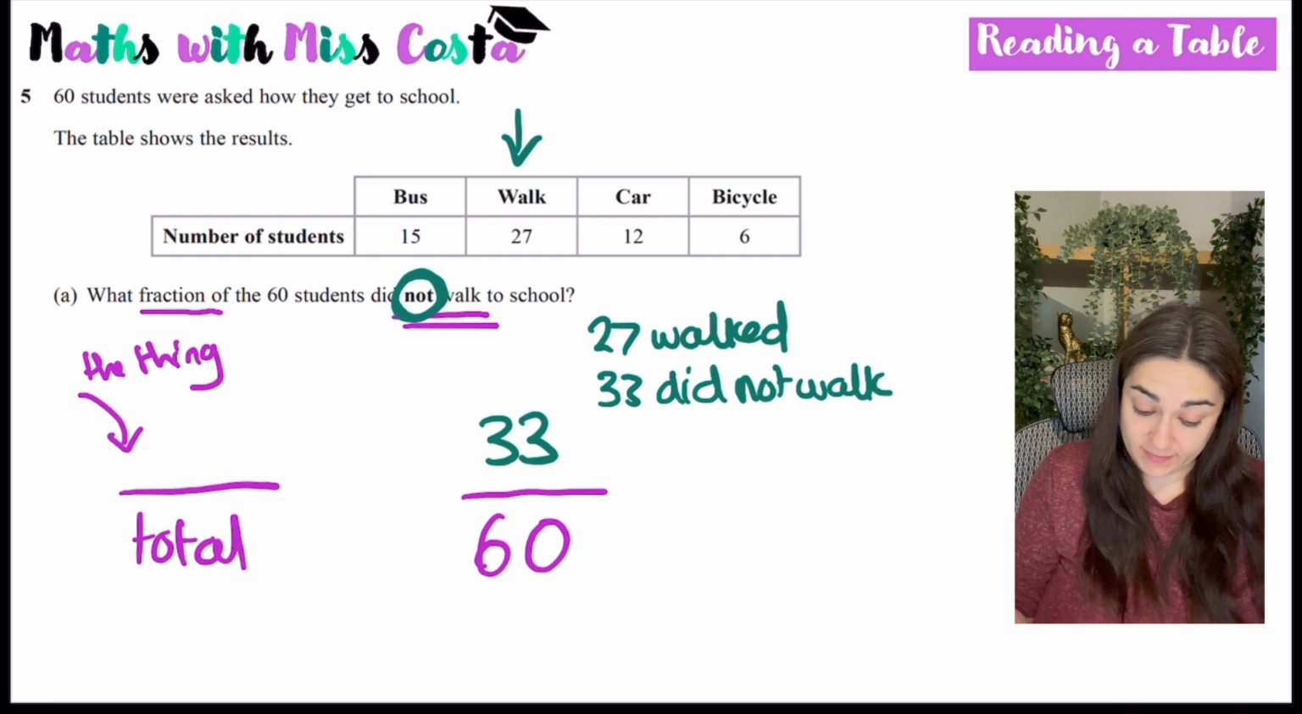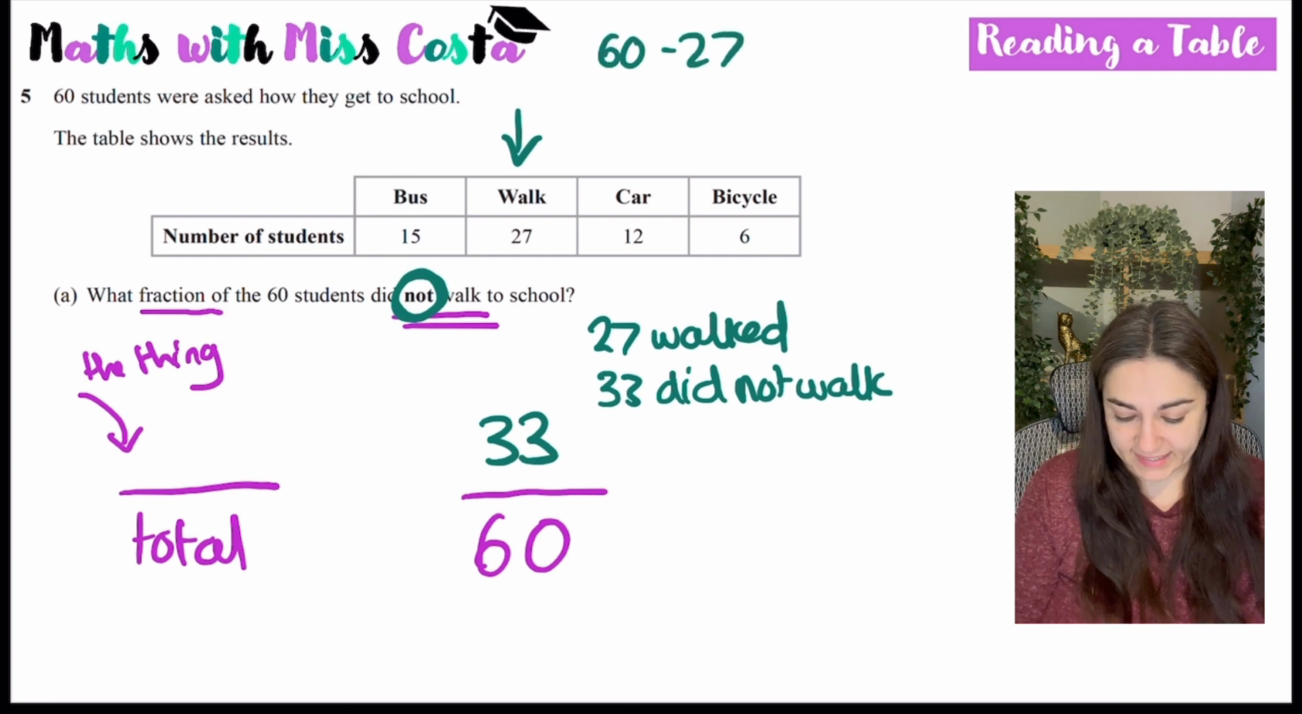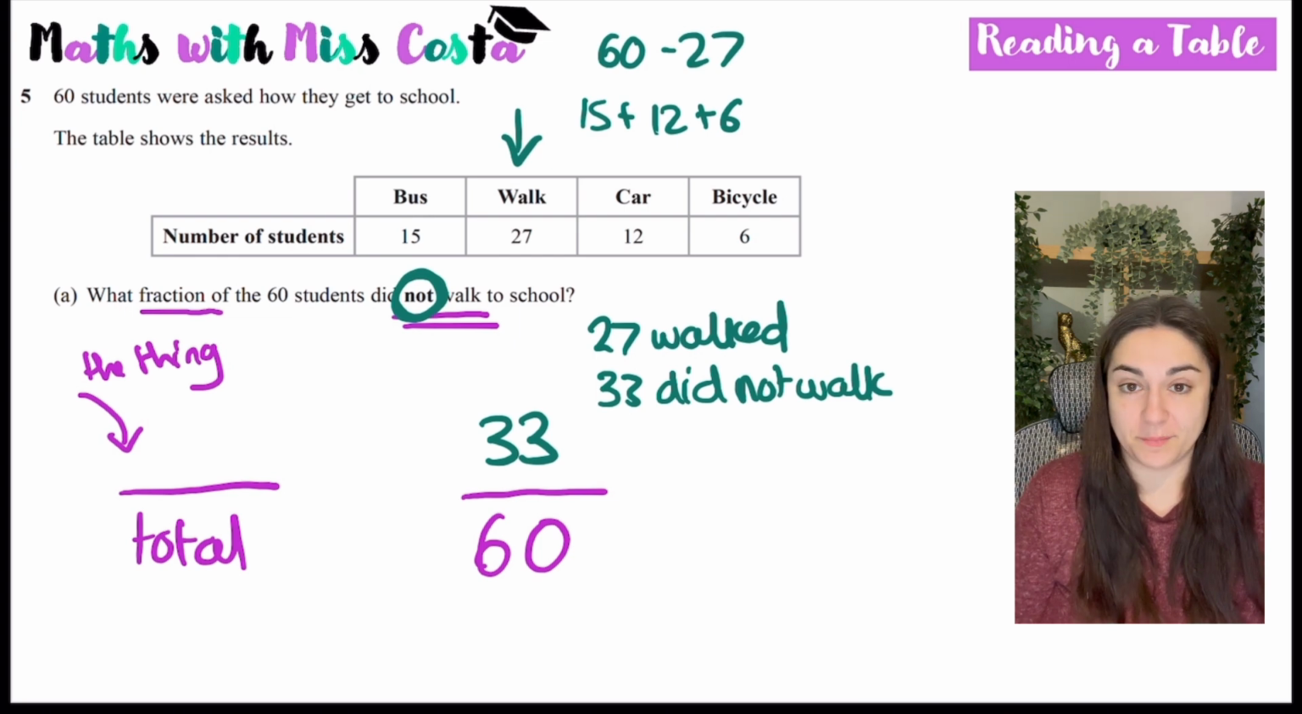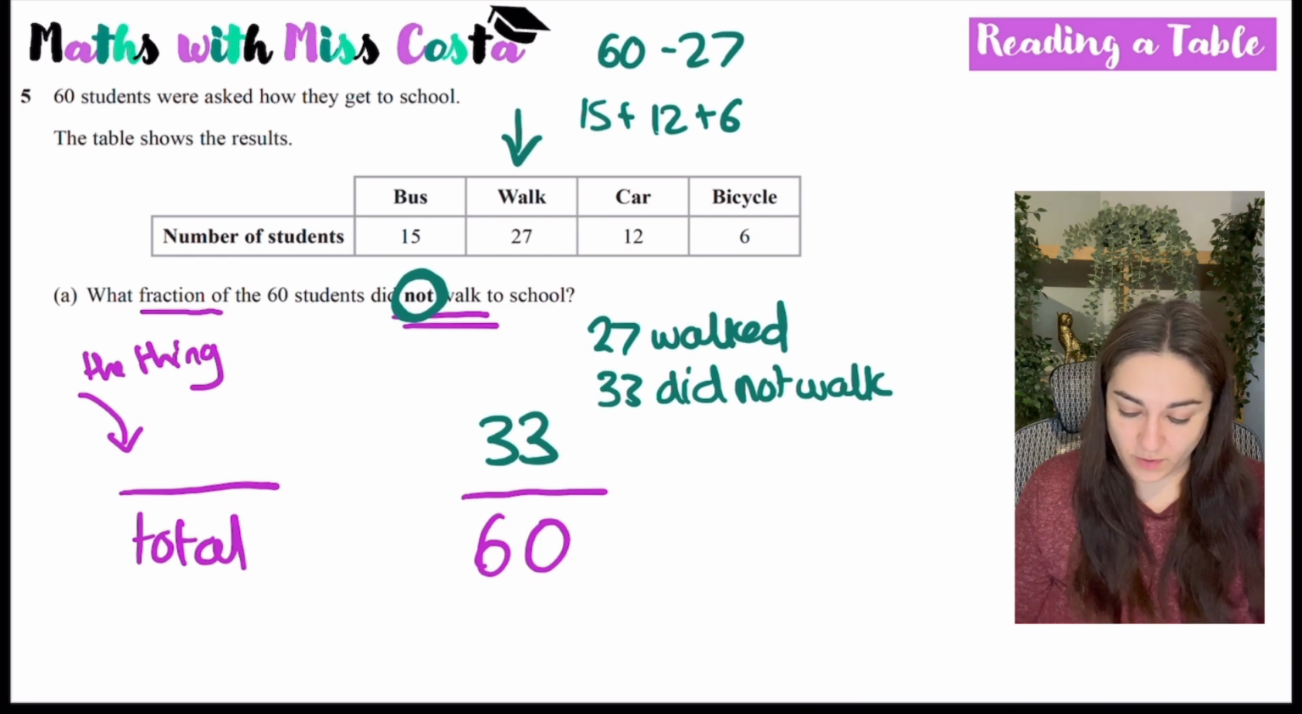I could have got that by either doing 60 take away 27, or I could have added 15 plus 12 plus 6, and that would have given me the same answer, just depending on what you wanted to do.